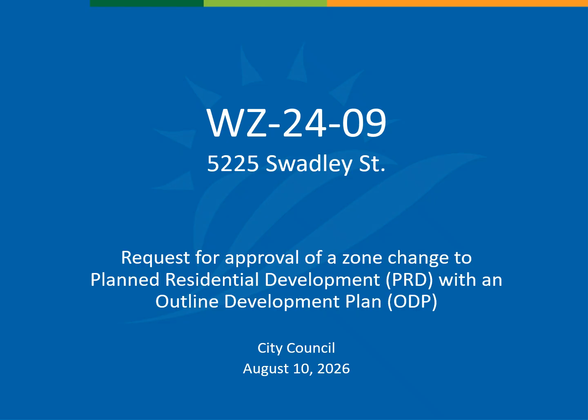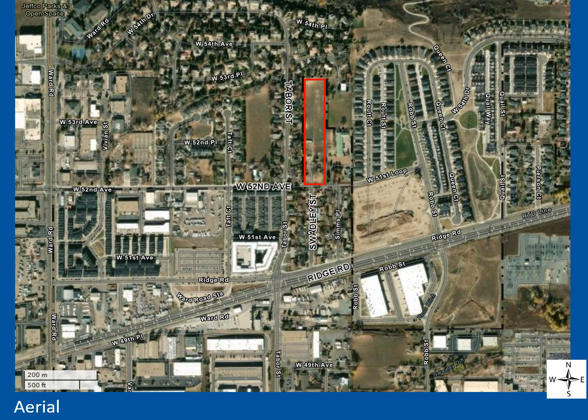I'm presenting case number WZ-24-09, which is a request for approval of a zone change from agricultural to planned residential development with an outline development plan at 5225 Swadley Street. The property is located on the north side of West 52nd Avenue and Swadley Street, east of Tabor Street. The property is currently zoned agricultural 2 and is platted as Lot 12 of the Stanley Heights subdivision.